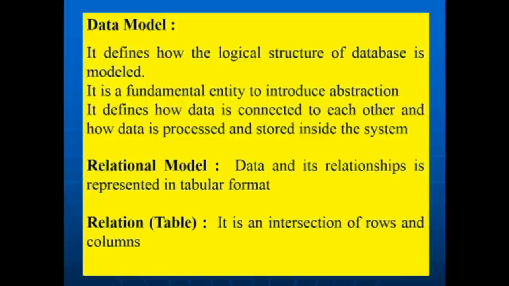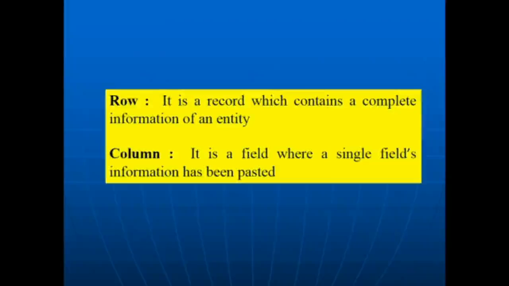Then as far as data model is concerned, we have so many data models. We have hierarchical data model, network data model, relational model, entity model, so many models available. But still, as far as our subject is concerned, we have a relational model. In the relational model, data and its relationships are represented in tabular format. A relation or table both are the same. What is a table? It is an intersection of rows and columns.